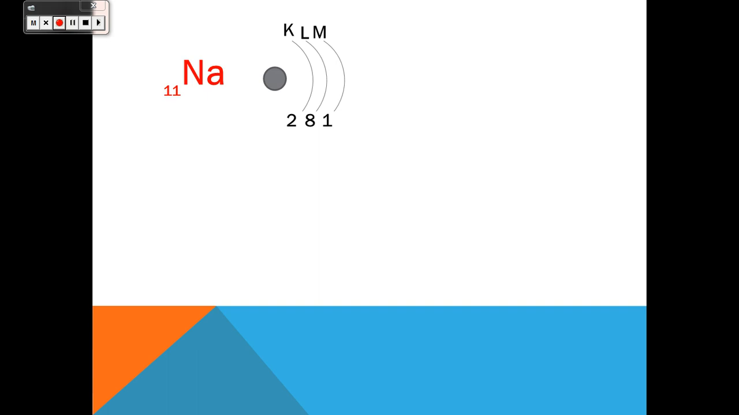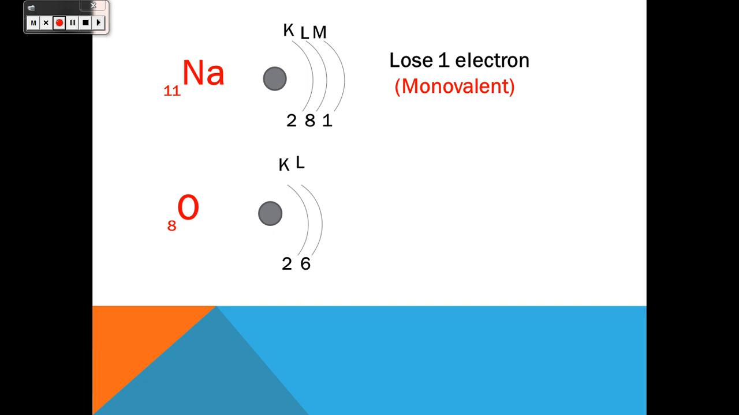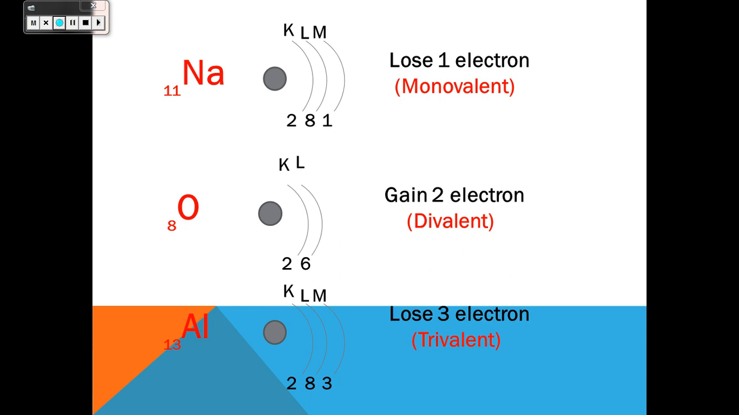And we have here the sodium atom. Sodium atom has one electron in the outermost energy level. So during chemical reaction it will lose one electron, and we call it monovalent. And the oxygen atom has six electrons in the outermost energy level, and to complete it, it needs to gain or share 2 electrons, and we call it divalent. And aluminium has 3 electrons in the outermost energy level. It will lose them during chemical reaction, so we call aluminium trivalent.